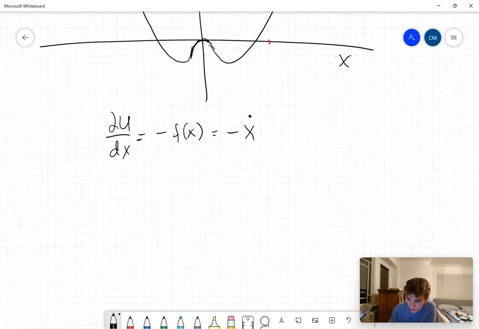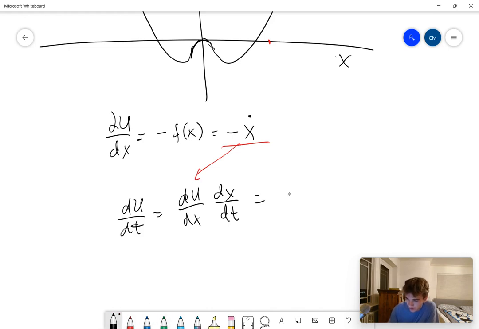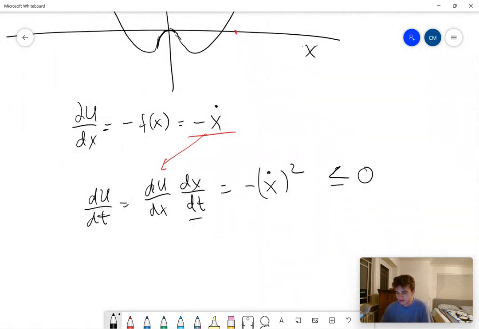And so if we look at the change in potential with respect to time, by the chain rule, this is the change in potential with respect to x times the change in x with respect to time. And so now, plugging in this first equation for du/dx, we have negative x dot squared, because this term is also an x dot. And so we can see that this is strictly less than or equal to 0, which means that the system will always evolve in such a way that the potential will decrease with time.